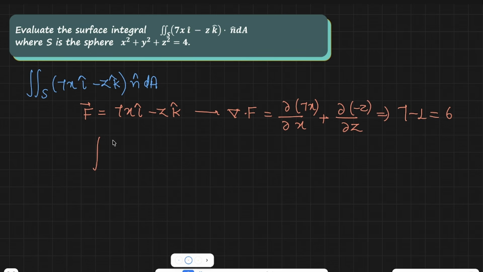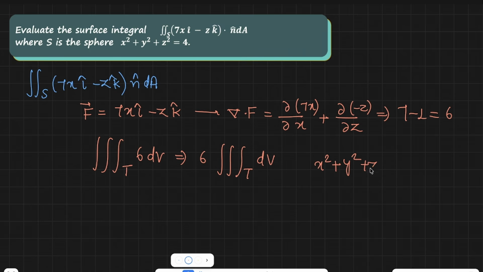So this will equal the formula, triple integral over T, and that is basically 6 dV. So we put 6 outside, and this is one sphere that is given. Triple integral, this dV is given. This is x square plus y square plus z square is equal to 4, given. Now there are two methods to solve this.